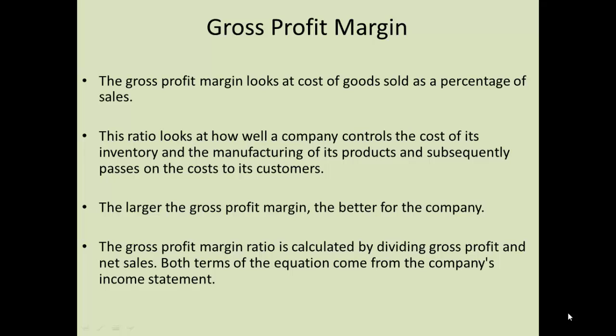Gross profit margin looks at cost of goods sold as a percentage of sales. This ratio looks at how well a company controls the cost of its inventory and the manufacturing of its product and subsequently pass on the cost to its customer. The larger the gross profit margin, the better for the company. The gross profit margin ratio is calculated by dividing gross profit and net sales. Both terms of the equations come from the company income statement.